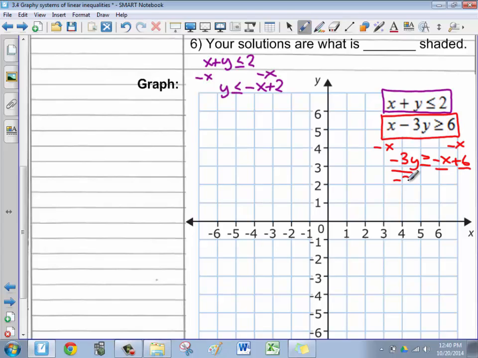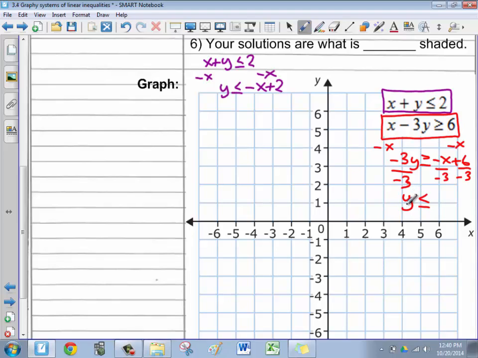And when you heard that, you should have said, Mr. Benson, you better not forget to flip the inequality sign. I'm sure you all said that, right? So we're going to have to flip the inequality sign because we divide by negative 3. Now it's less than or equal to instead of greater than or equal to.